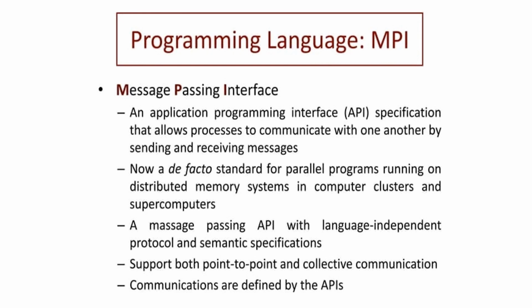Programming language MPI, message passing interface. An application programming interface, API, specification that allows processes to communicate with one another by sending and receiving messages. Now a de facto standard for parallel programs running on distributed memory systems in computer clusters and supercomputers. A message passing API with language independent protocol and semantic specifications. Supports both point to point and collective communications. Communications are defined by the APIs.